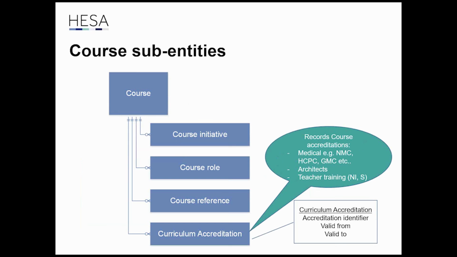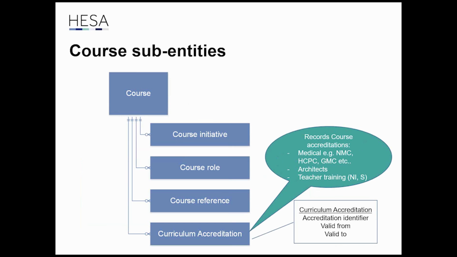So it tells us if it's accredited by the Architects Registration Board. It tells us if it has a relevant medical accreditation, so that could be from the GMC, the Nursing and Midwifery Council, a number of others that are listed. And then the final use is related to teacher training in Northern Ireland and Scotland. So it tells us whether the course leads to registration with the General Teaching Council in Northern Ireland or Scotland, and whether that's at a primary or secondary teaching level. And we collect that information in a bit more detail in England and Wales, so it's held at the student level rather than against the course.